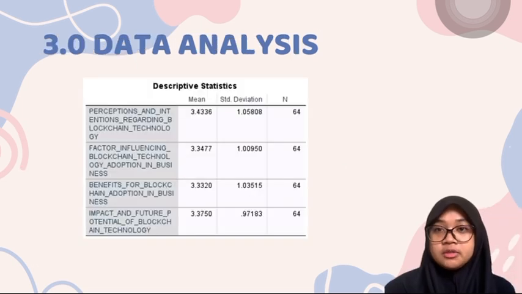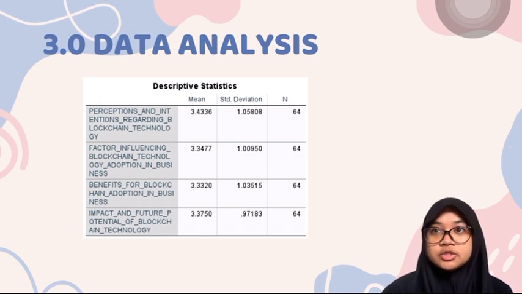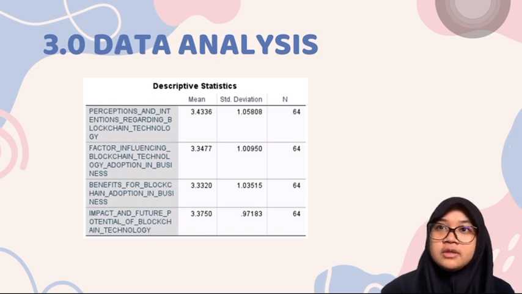In this part, I will explain about data analysis. In our descriptive statistics, the variables are perceptions and intentions regarding blockchain technology. The mean is 3.33, suggesting a positive perception and moderate intention to engage with blockchain technology. For our independent variable, factors influencing blockchain technology, the mean is 3.347, indicating that respondents on average agree that there are significant factors influencing the adoption of blockchain technology.